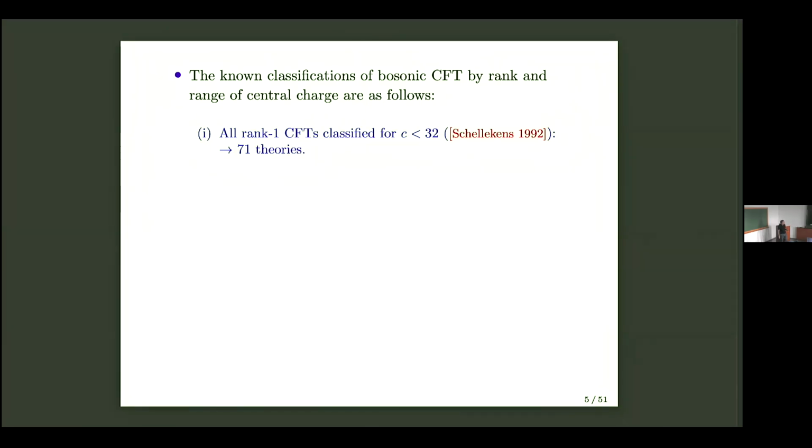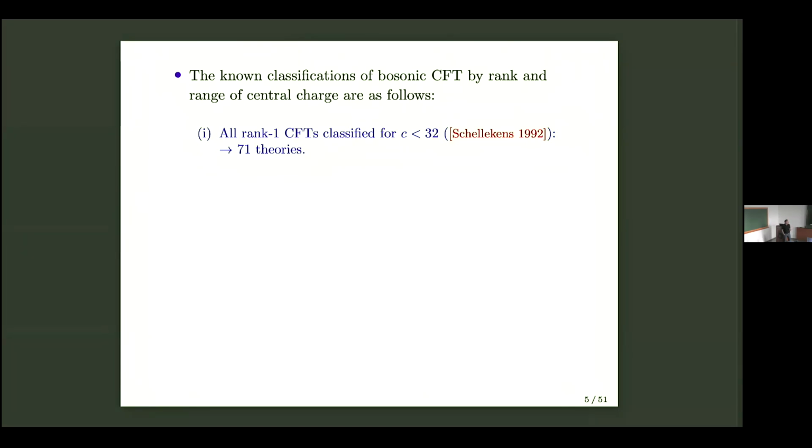So Schellekens made the first highly non-trivial classification. He completed the classification of all rank 1 CFTs, which are called meromorphic CFTs, for C less than 32. In this case, it's known that C can be only 8, 16, or 24. Actually, it has to be a multiple of 8. So if we are less than 32, then 8, 16, and 24 are the only possibilities. We already knew that at central charge 8, there's a unique rank 1 CFT called the E8 level 1 CFT. And at central charge 16, there's E8 times E8 and Spin(32)/Z2.